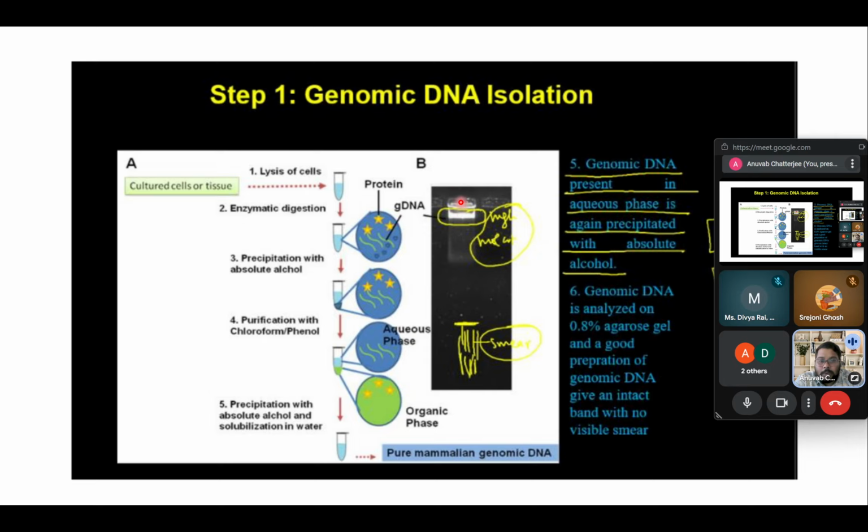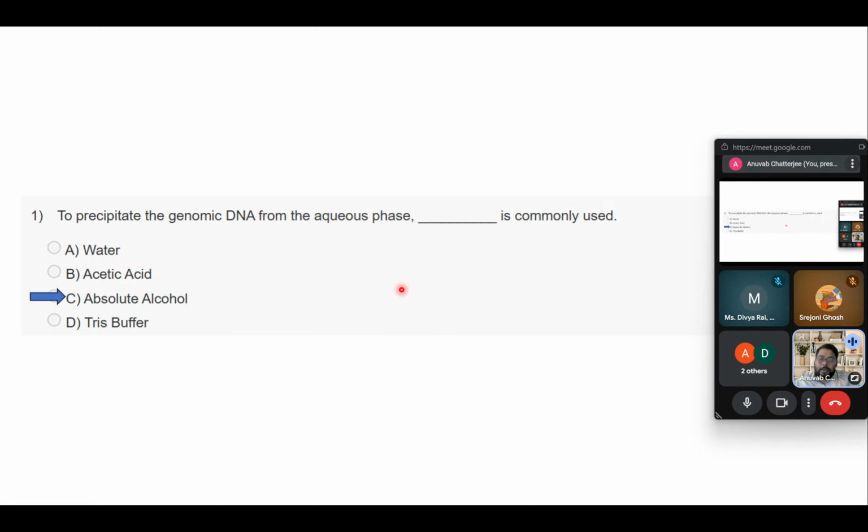And genomic DNA should look like a smear or a very solid band at the top of the well, because genomic DNA is huge and does not like to move in electric fields. So it will probably be stuck in the top. So a good preparation of genomic DNA gives an intact band with no visible smear, which we can see right here. So this is how you isolate genomic DNA for the first step of southern blotting. And to precipitate genomic DNA from the aqueous phase, absolute alcohol is commonly used. Any questions?